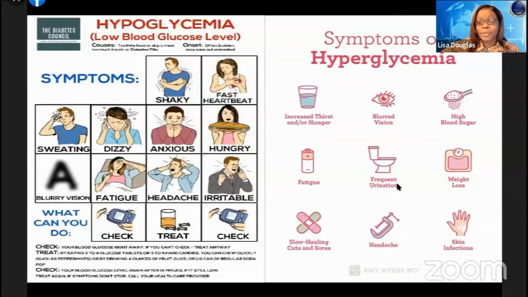The hyperglycemic person also loses a lot of weight. They may have a lot of skin infections, and when you are diabetic and you get a cut, it's very difficult for that cut to heal.